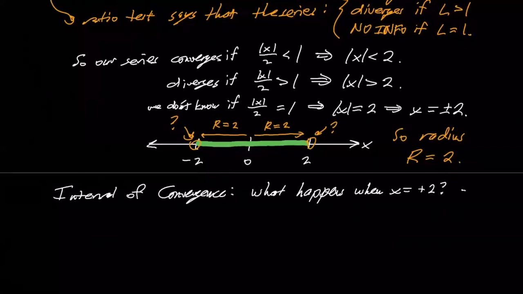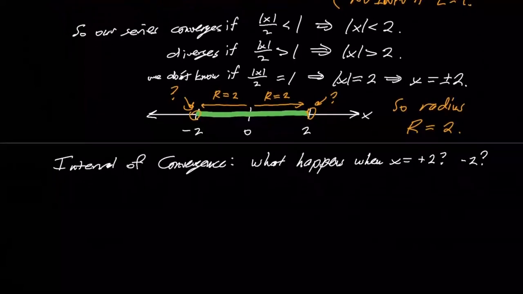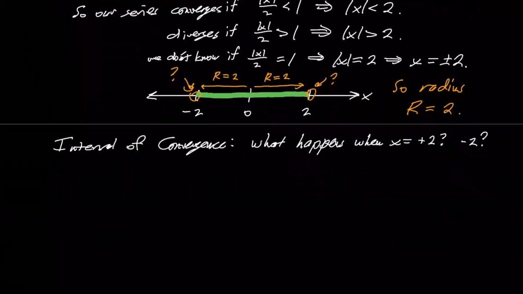Plus 2, minus 2. There are separate questions. It might be different, and we will see here they are different. So if we plug in 2, for example, that's all you can do, is plug in. The ratio test didn't tell us anything, so we've got to go back to the series itself and actually plug in the value. So plug in x equals 2. We'll do that first.